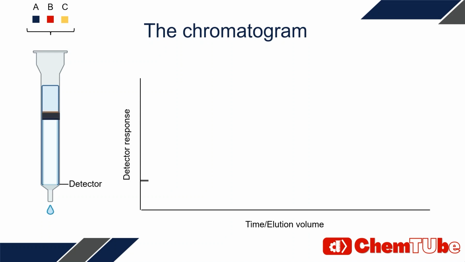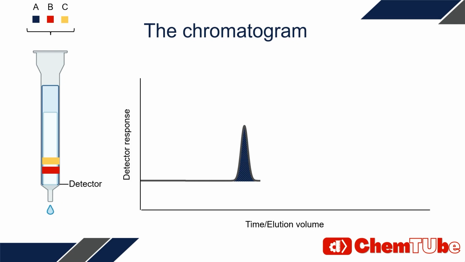Now we start eluting, and the first thing we can observe is that the compound A will travel faster through the column as it is least polar and therefore has the weakest interaction with the stationary phase. Next, we continue eluting, and eventually compound A will pass through the entirety of the column and through the detector, which gives a peak in the chromatogram. Compound A can now be collected and removed.